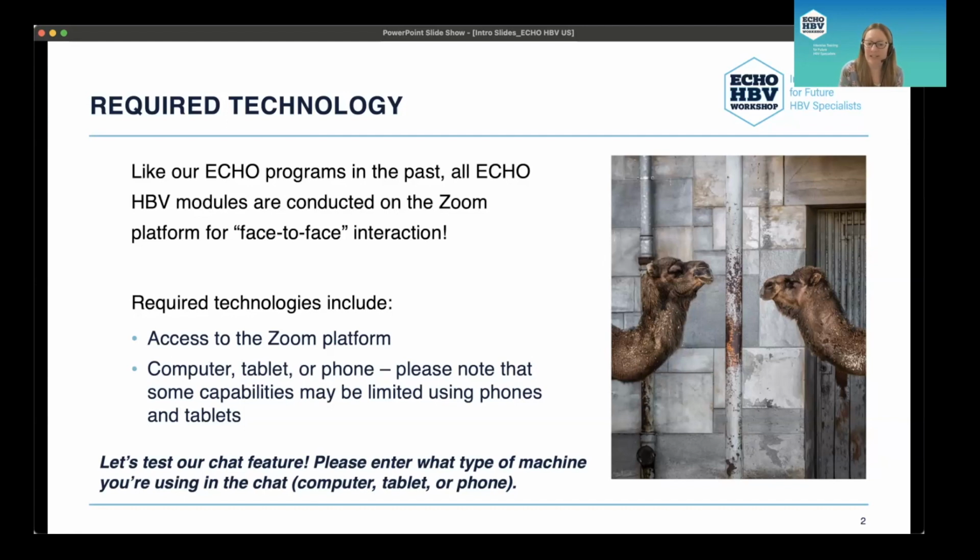So required technology, if you're here, obviously you have the technology. So really you just need access to Zoom. You could be on your computer, your tablet, or your phone. Just note that some capabilities may be limited if you use your phones and tablets.